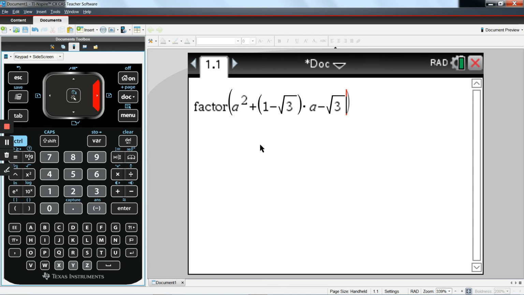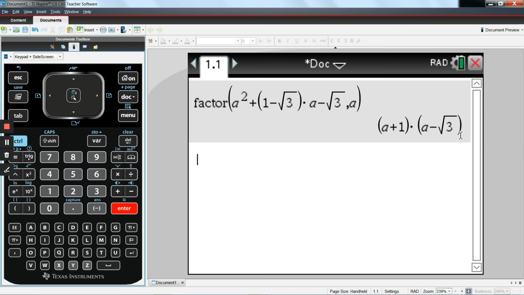So if you just hit enter, it's not going to do anything because there are no factors of this over the integers. So you need to put comma a, which is basically the variable, and that tells the calculator that you want it to factorize the equation over the entire real number field. Hit enter, and there we go. We get a really nice factorization of a plus 1 times a minus root 3.